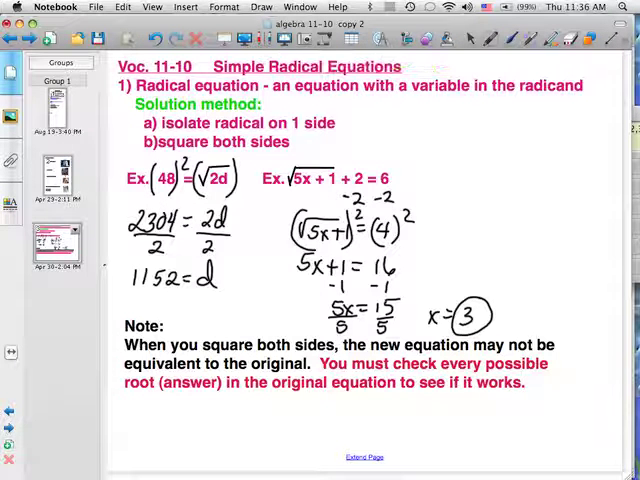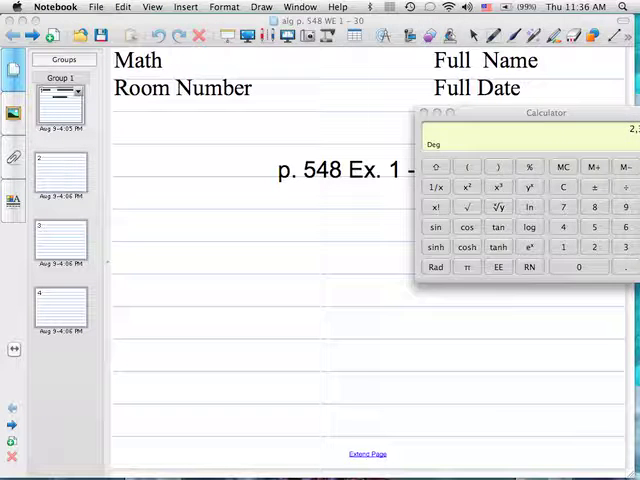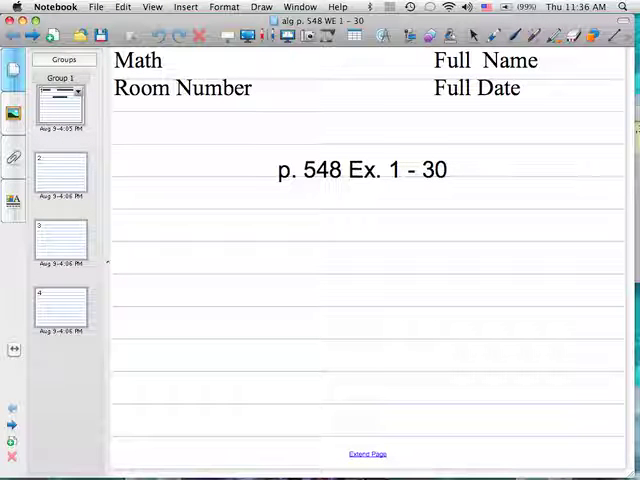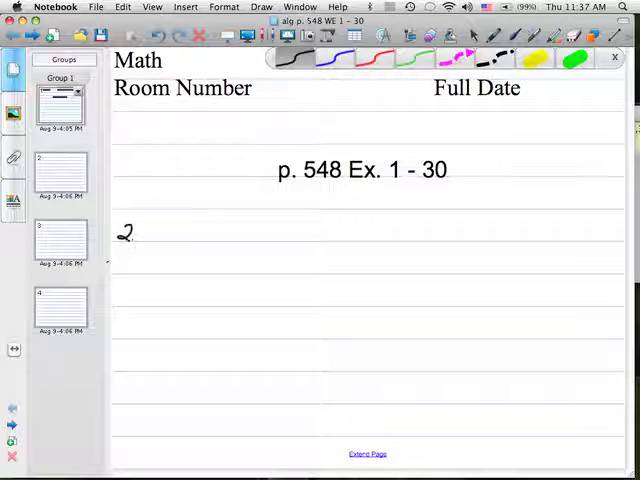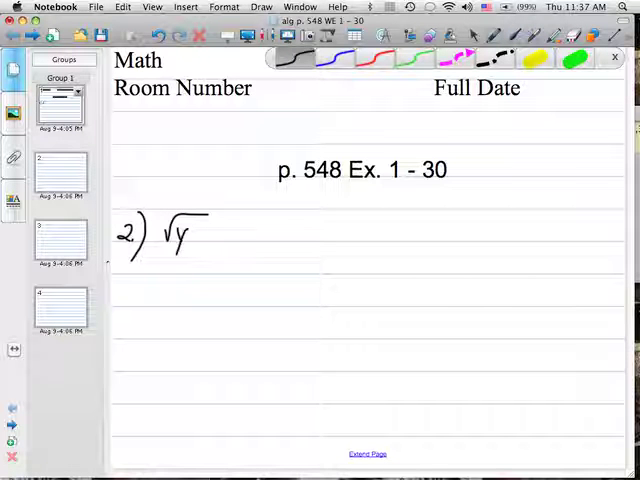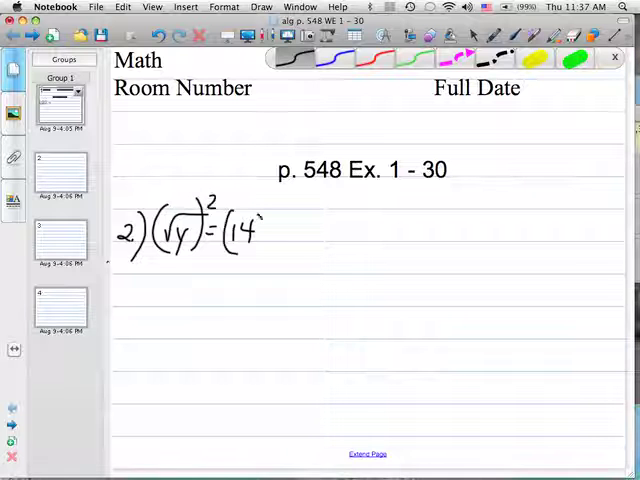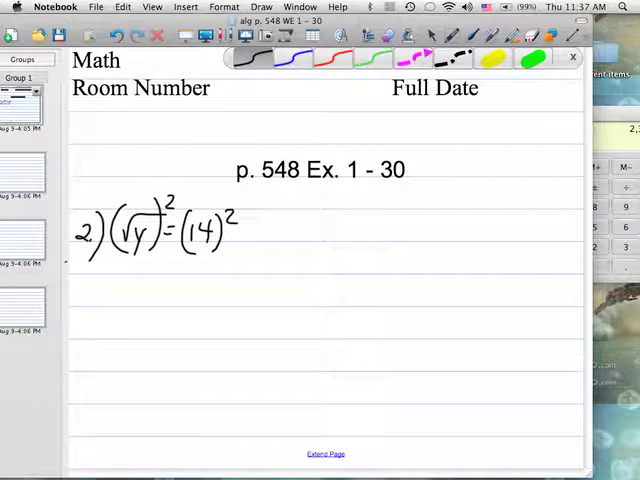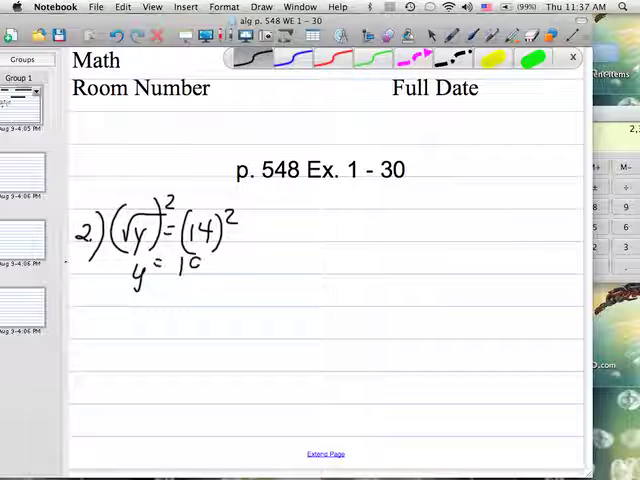We're ready to do the evens. So you need a sheet of notebook paper, headed. Fold it in half, and the title is page 548, 1 to 30. And we're doing number 2 to begin with. So number 2, we have the square root of y equals 14. Get rid of the radical, we square both sides. So y equals 196.